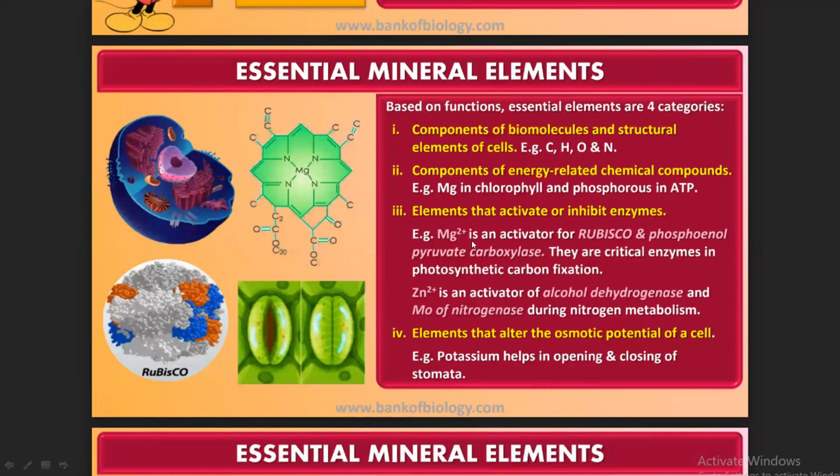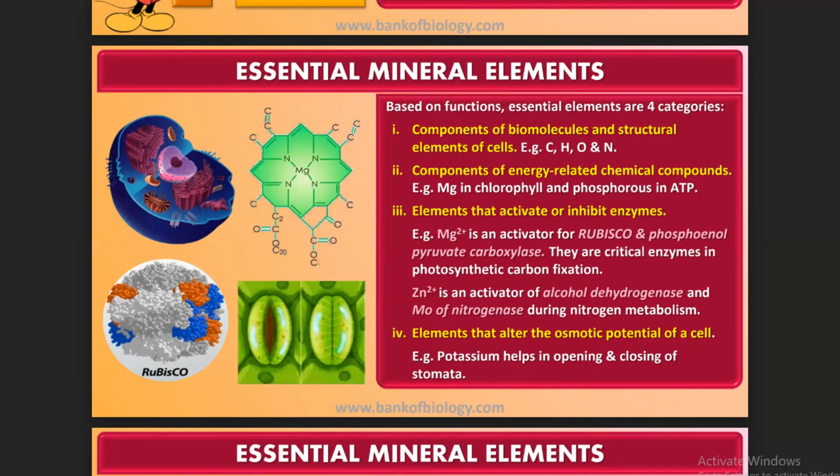Okay, next we have essential mineral elements. Based on the function, essential mineral elements are of four types. The first type is component of biomolecules and structural elements of the cell. If it is taking part in forming the structure of the plant, for example the cell wall, they are called components of biomolecules. In this we have carbon, hydrogen, oxygen, and nitrogen. Components of energy related chemical compounds. Energy related, which is the common ATP. Which element is it? Phosphorus. ATP, phosphorus.